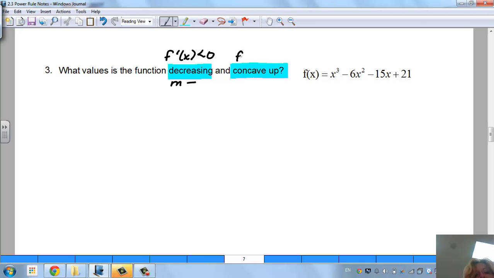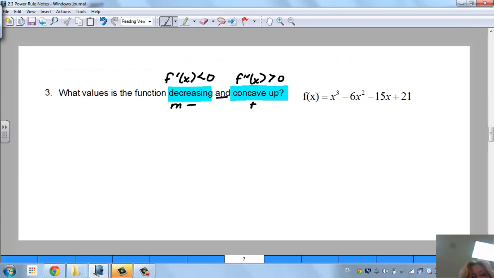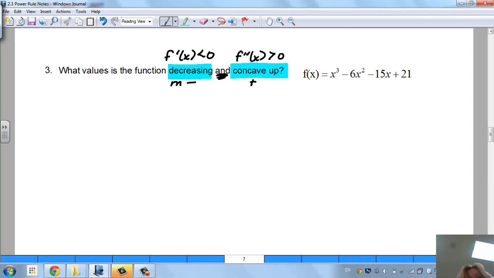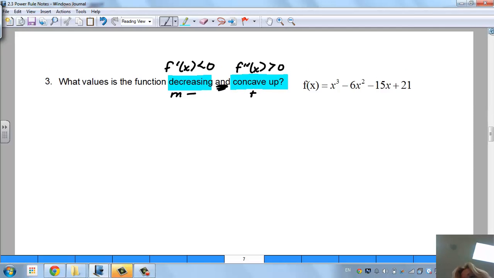Concave up talks about our second derivative. So that must be greater than 0, or our second derivative is positive, so it's concave up. So we want to know when this function is decreasing and, notice, it's concave up. So here's our formula.